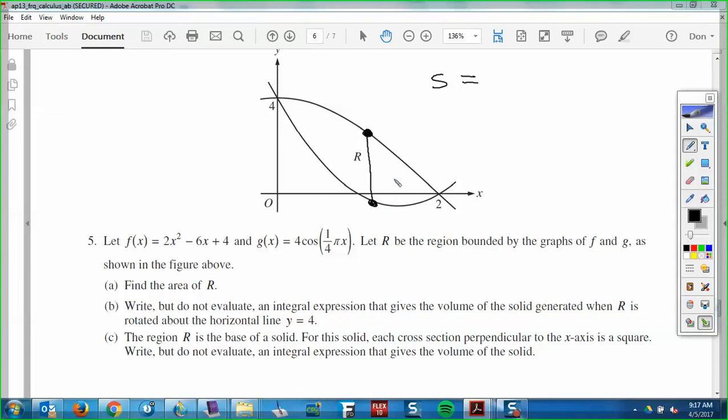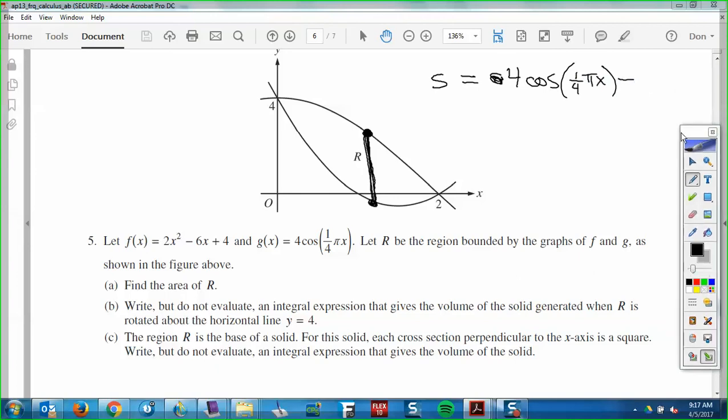And what is the S? Now this is different than what we did before, right? We were doing big R, little r, we had two strips. But now this strip is actually what I want. What is that strip? Top is g of x. I'm going to write it out: 4 cosine 1/4 pi x minus parentheses 2x squared minus 6x plus 4, which is how you have to type it in your calculator, right? And what is my integral that I set up? 0 to 2.